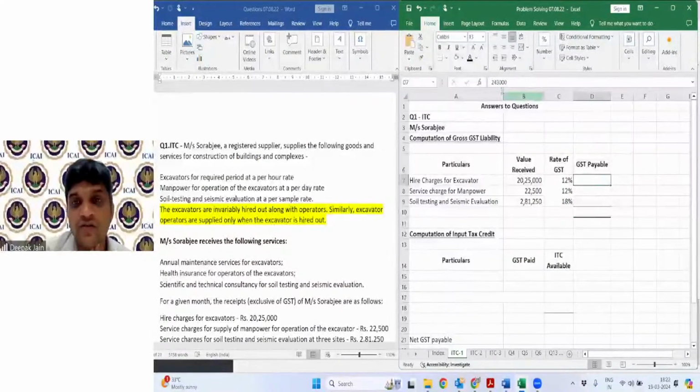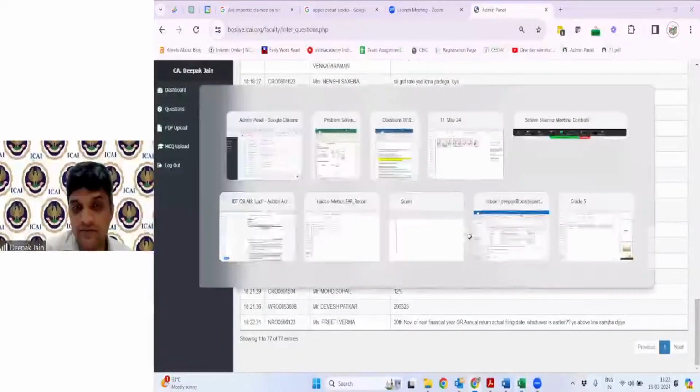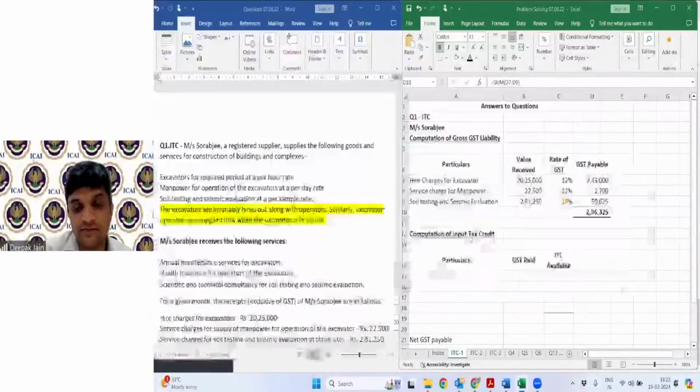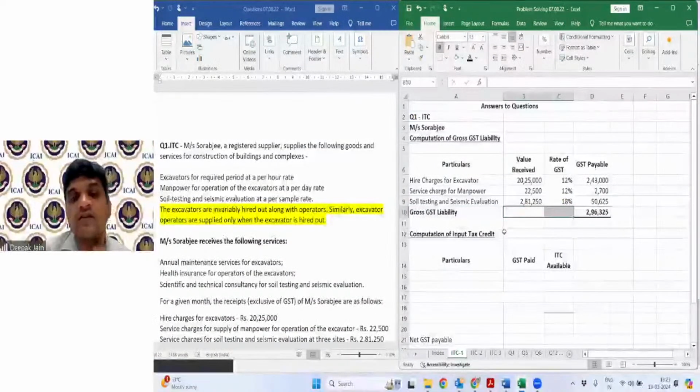20 lakh 25,000 at 12%, where 22,500 at 12% and 281,250 at 18%. This is the total value, which is 296,325. Right, Devesh? So this is the gross GST liability, right?